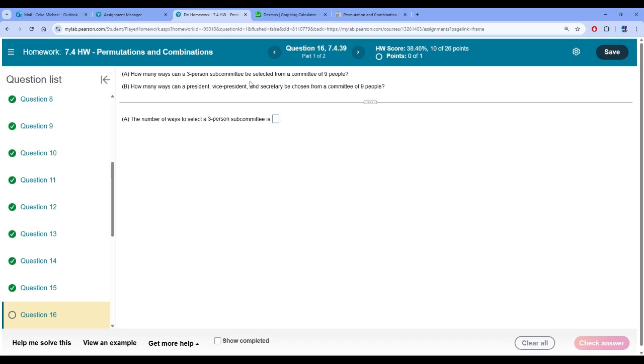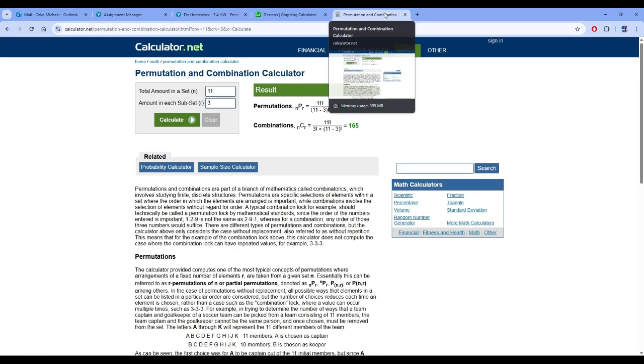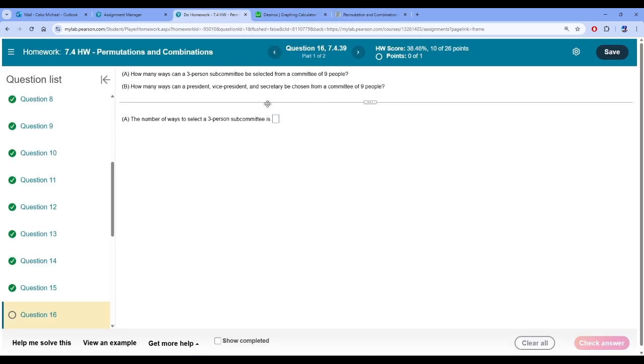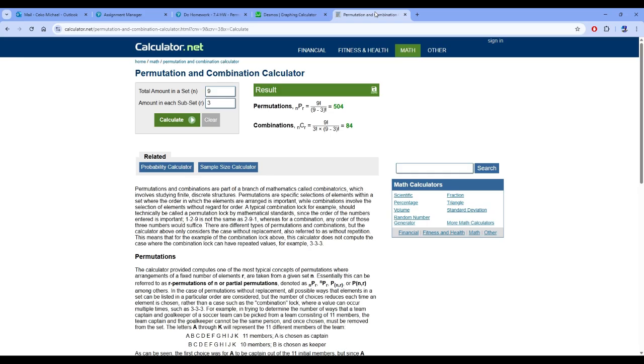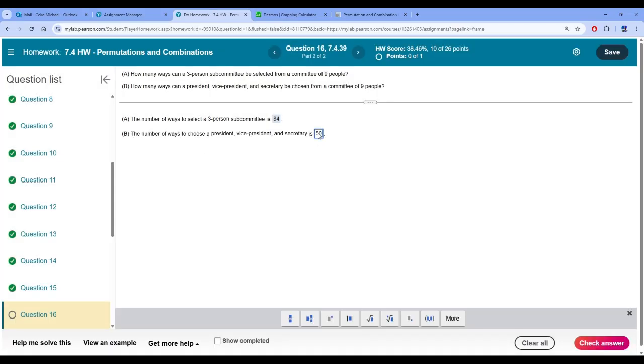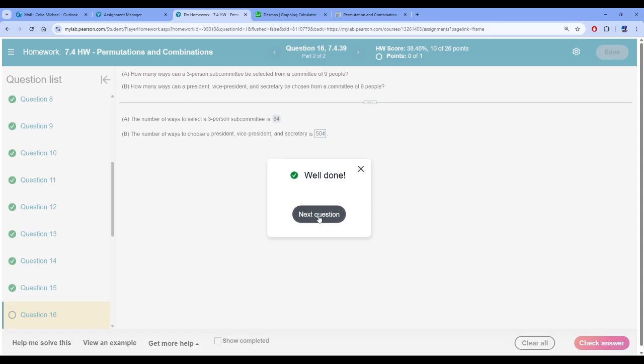How many ways can a 3-person subcommittee be chosen from a committee of 9 people? That's a combination. And president, vice president would be a permutation. So this is 9 choose 3. So let's go 9 and 3. Calculate. So I can make 84 different committees. And I can have 504 different ways to make that committee with officers.